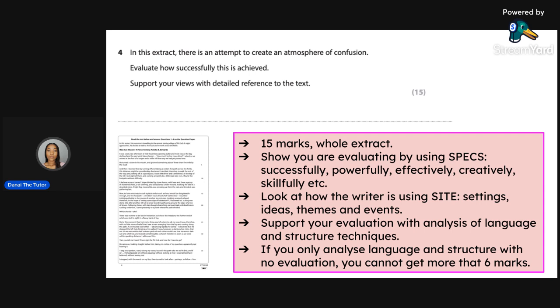Supporting that evaluation using, again, the analysis of language, or shall I say, evaluation of language and structure. If you only analyze language and structure without evaluation, you cannot get more than 6 marks for this question. So don't fall into the trap of answering this the same way that you would answer question 3.